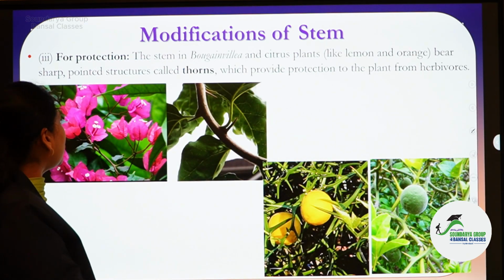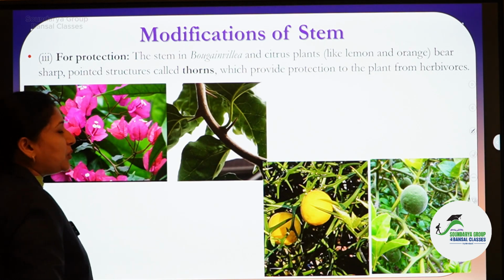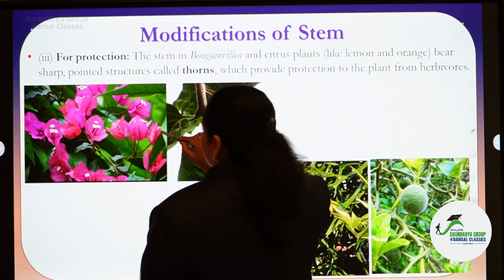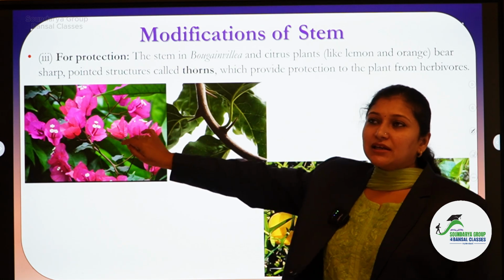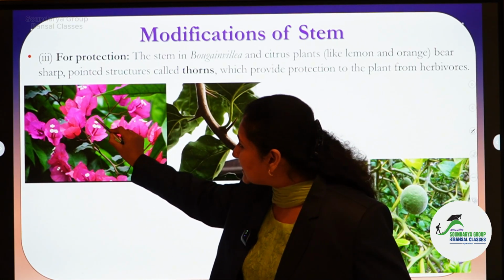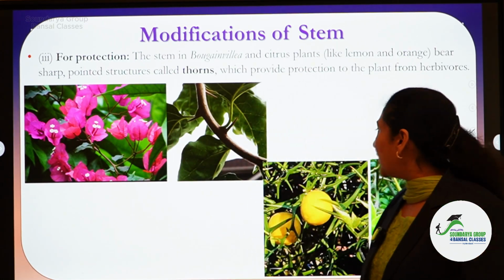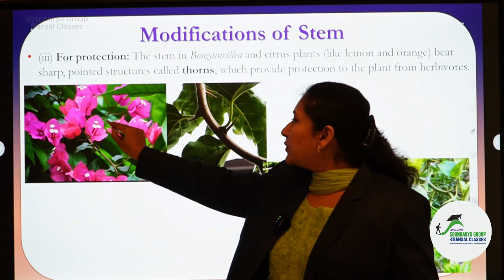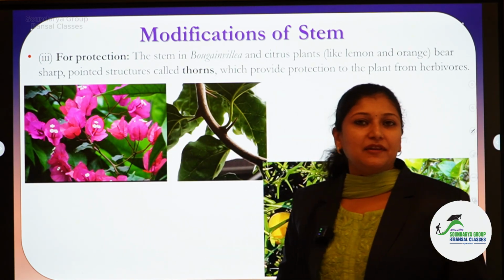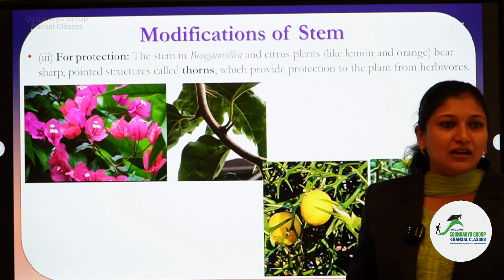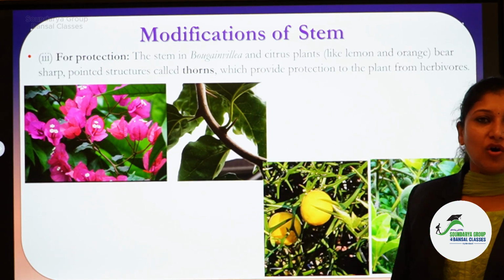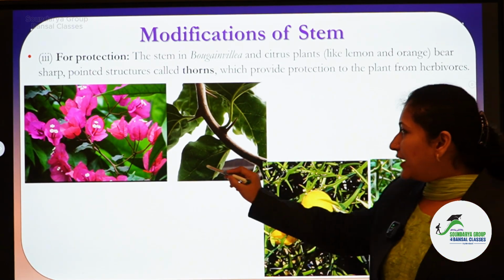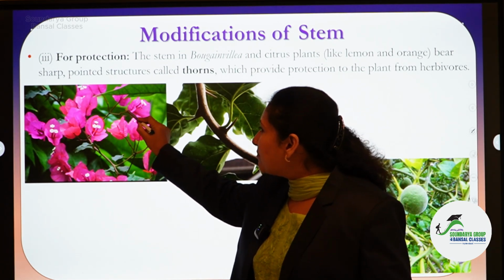Next one is for protection. You can see this bougainvillea. This is a flower which is known as bougainvillea. In this flower, the white ones are flowers, but the pink ones are bracts. They are not actual flowers. But we are focusing right now on the stem modification.